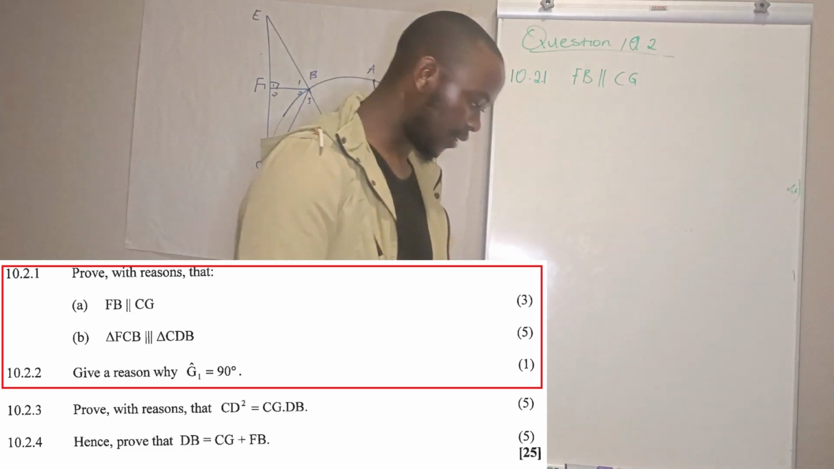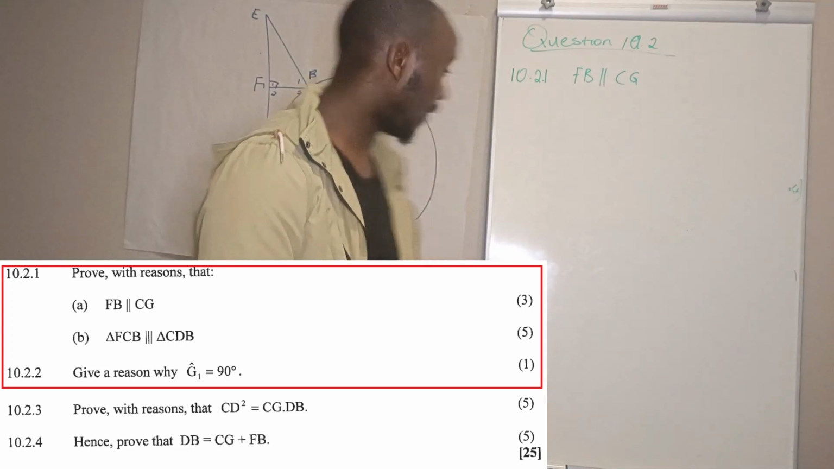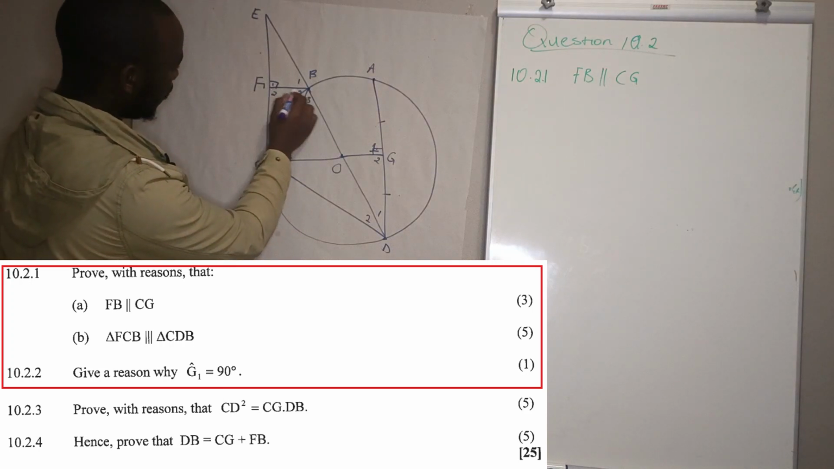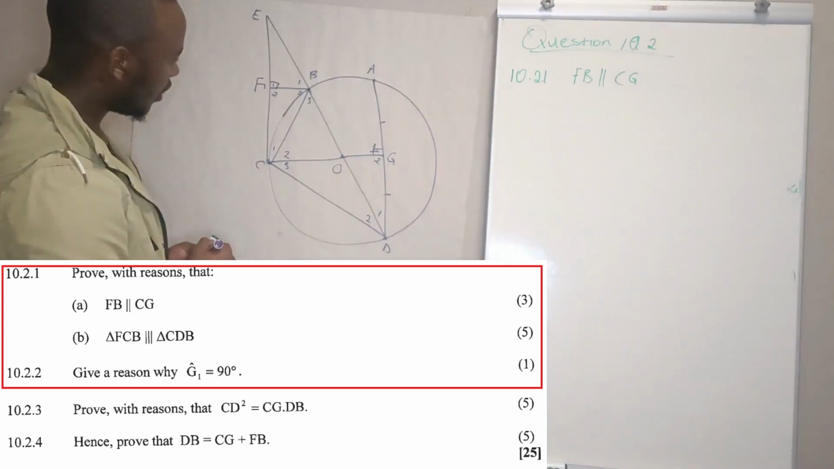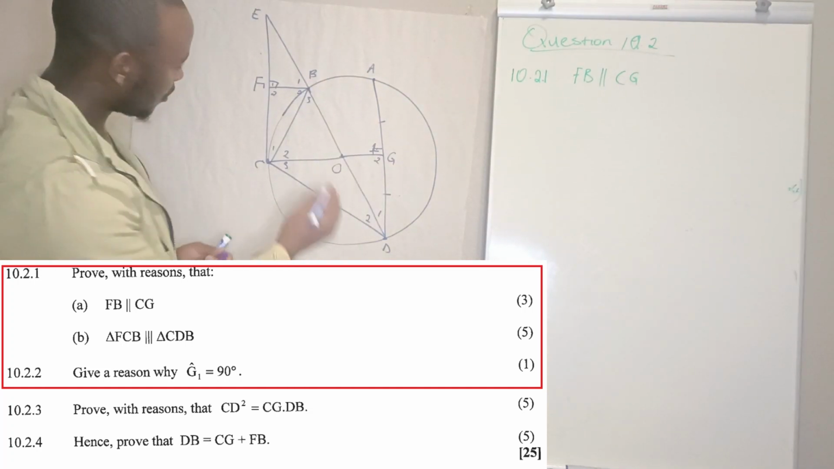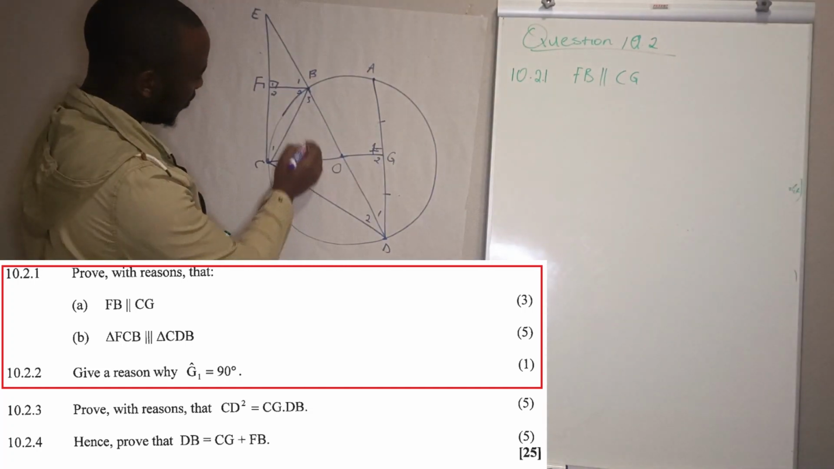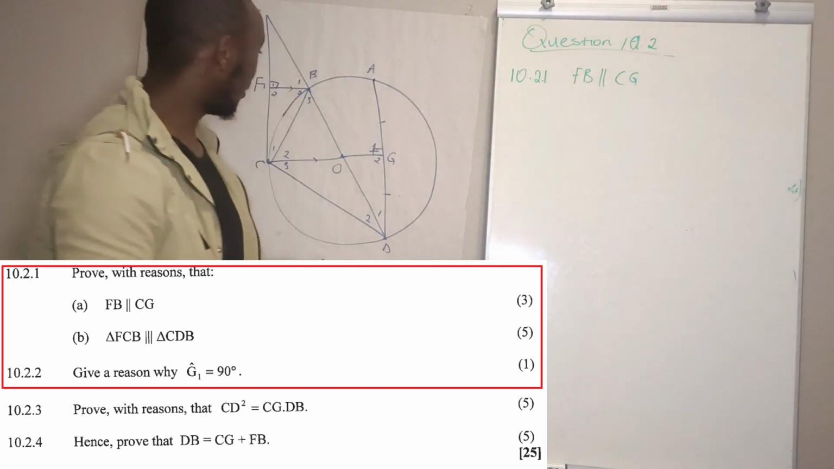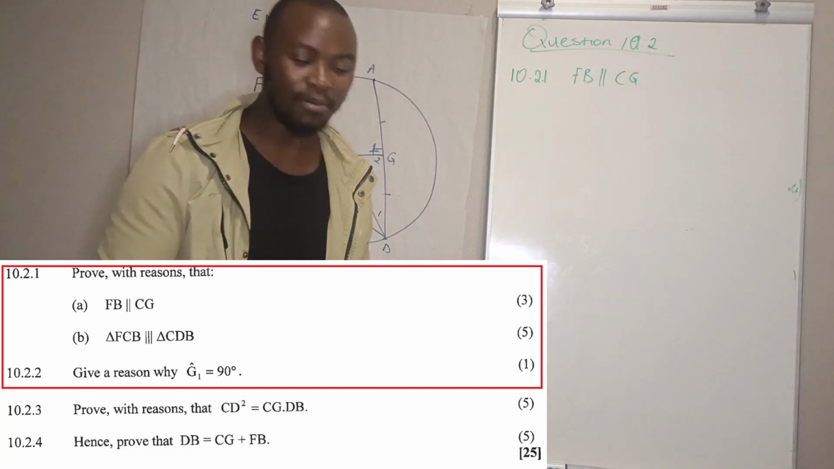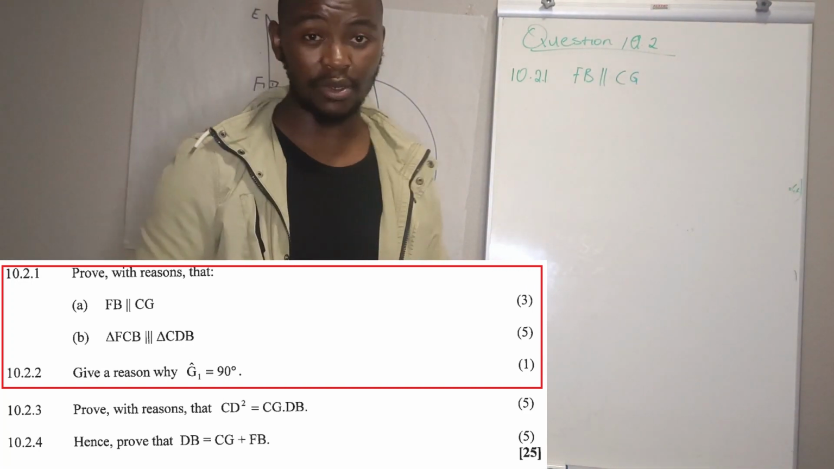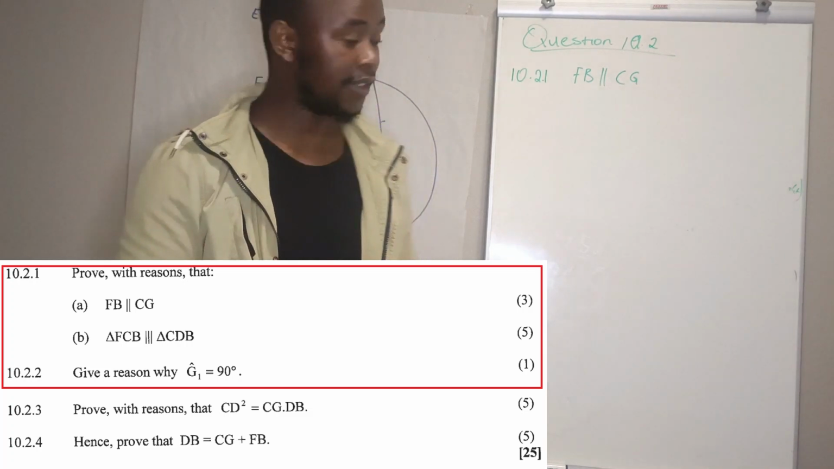So let's first note, where are these lines? FB is this one here, and there is CG. Therefore we must prove that these lines are parallel. I'm going to put it there because I am positive that we will prove that it is parallel. And once you have proven it, try to label that on your sketch so you don't forget it.